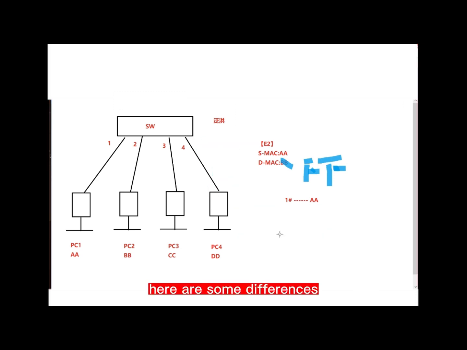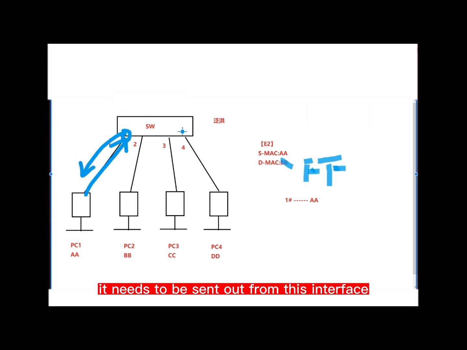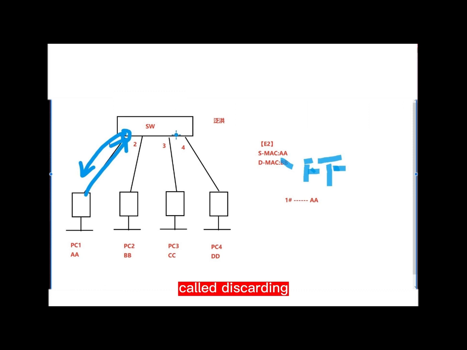Here are some differences between switches and routers. When we talked about routers earlier, it was basically all related to IP. The switch is not related to IP. I will make a simple explanation. If the interface of the switch receives data, and it finds this data needs to be sent out from this same interface, then the switch will perform an action called discarding. It doesn't want this packet.